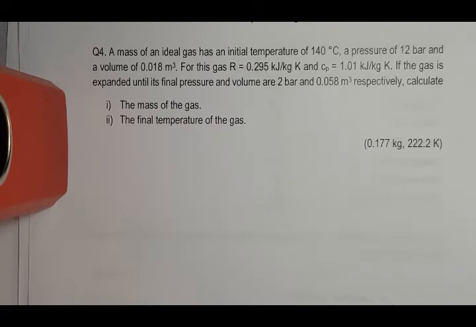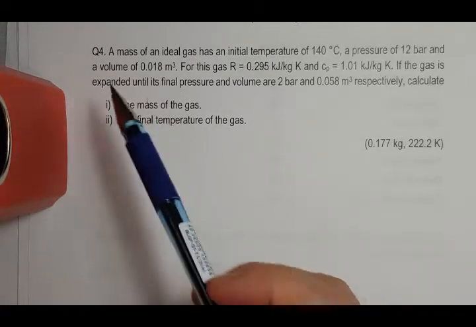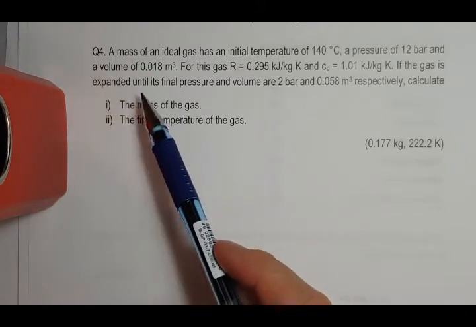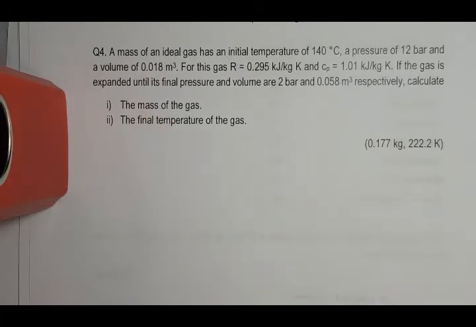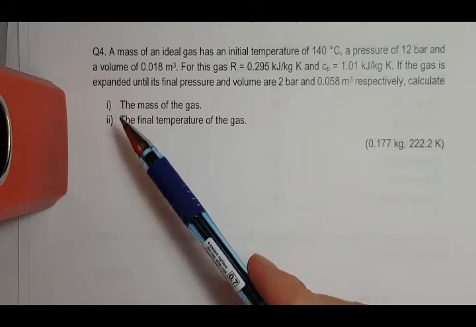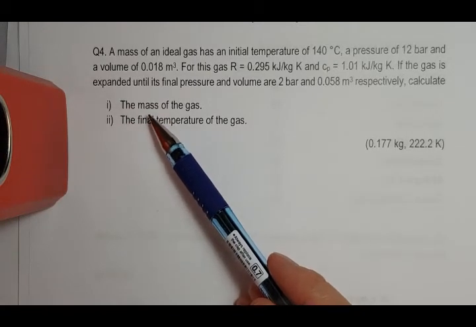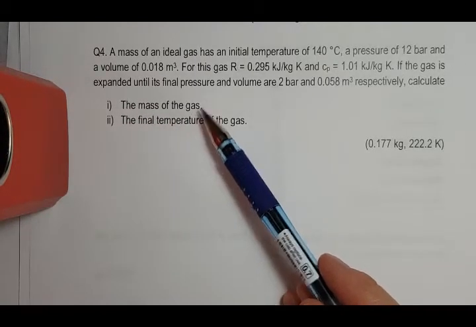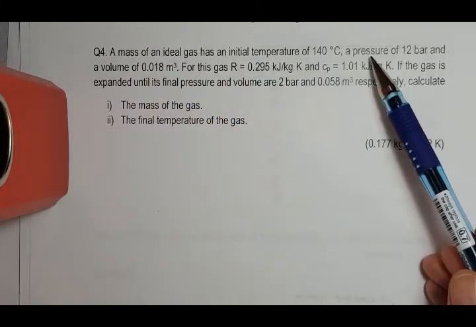Hello everyone, this is a video solution for question 4 in tutorial 4 regarding the ideal gas equations. The question is asking us to calculate the mass of the gas, depending on all these variables being given.